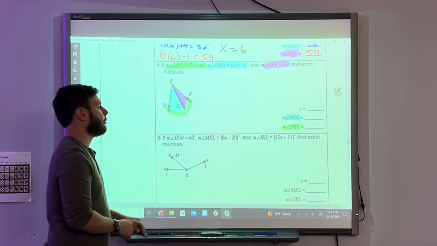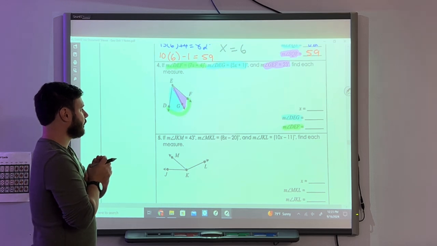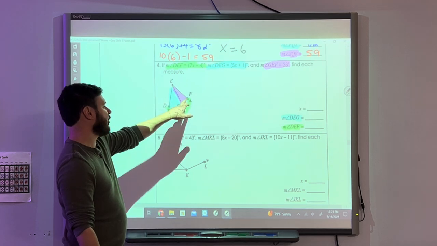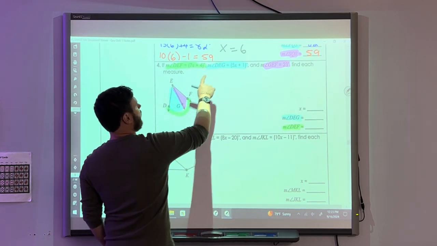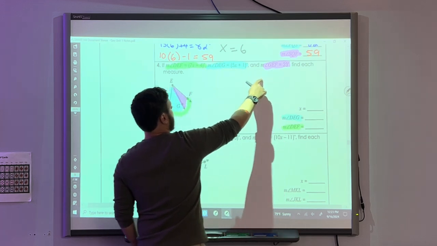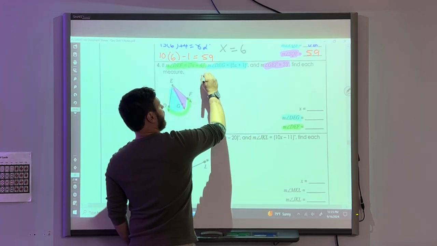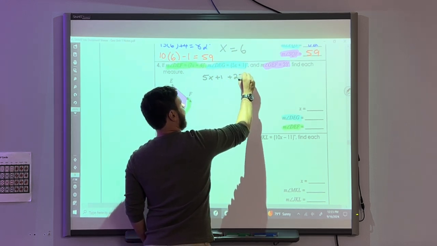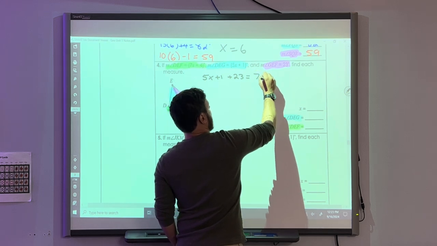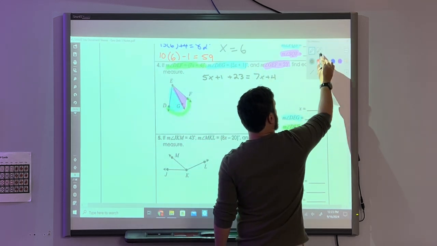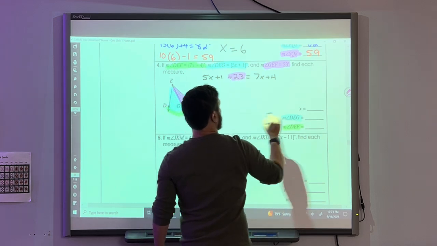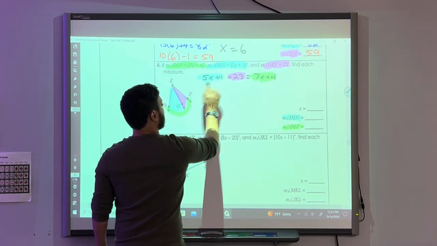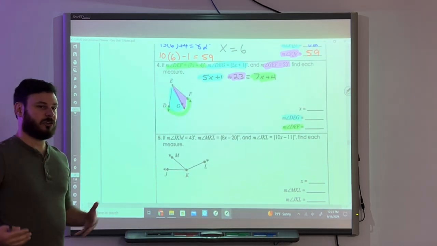All right. So this one, it gave me the whole thing in algebra terms, but I still have to do the exact same process. Blue plus purple equals green. So I'm going to take the blue, add it to the purple, and set it equal to the green. 5x plus 1 plus 23 equals 7x plus 4. And if you can't see where I pulled things from, that was the purple, this is the green, and that's the blue. Okay, so that's where the equation came from.